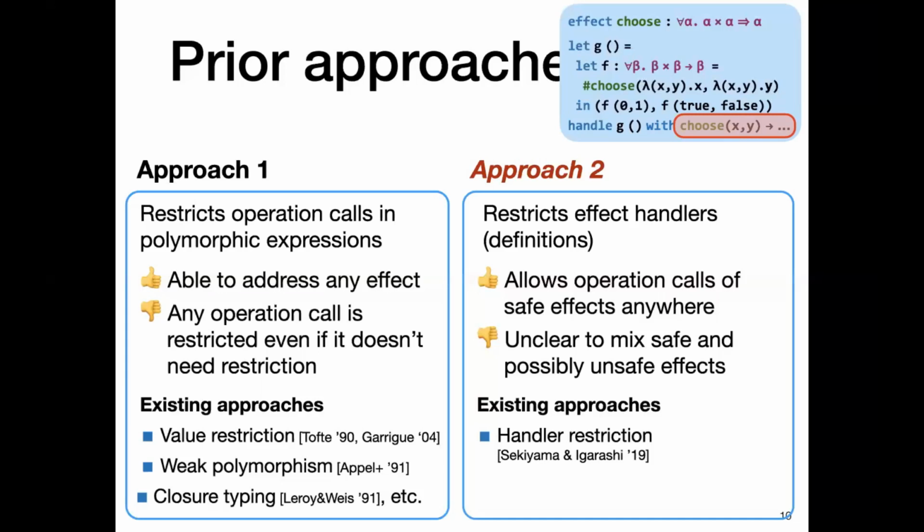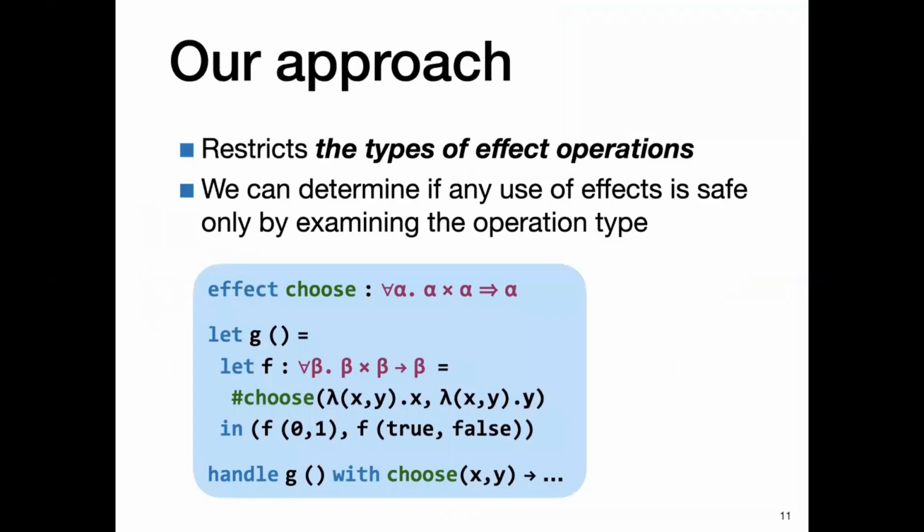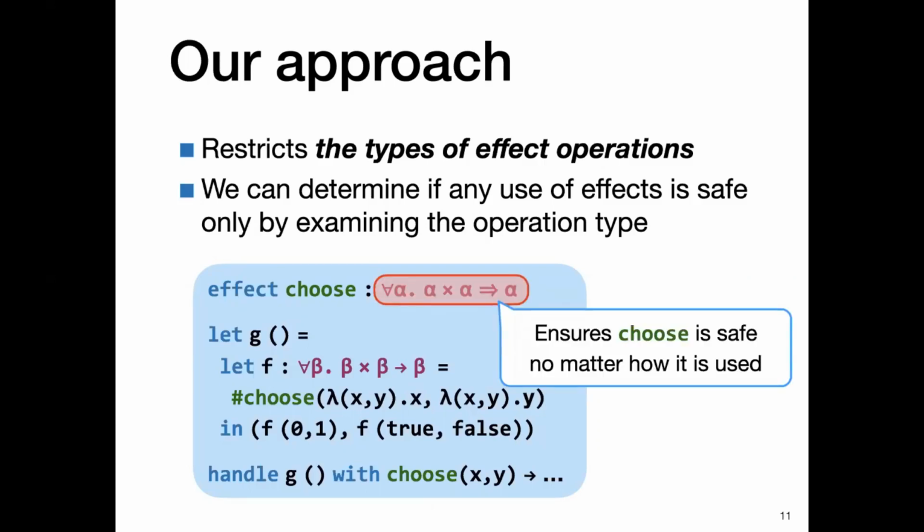This could be a problem in general-purpose programming because we may want to use safe and unsafe effects in a single program. To solve this problem, we propose a new approach which restricts the types of effect operations. So in this running example, this new approach restricts effect declarations. And we can determine whether any usable effects are safe only by examining this type.